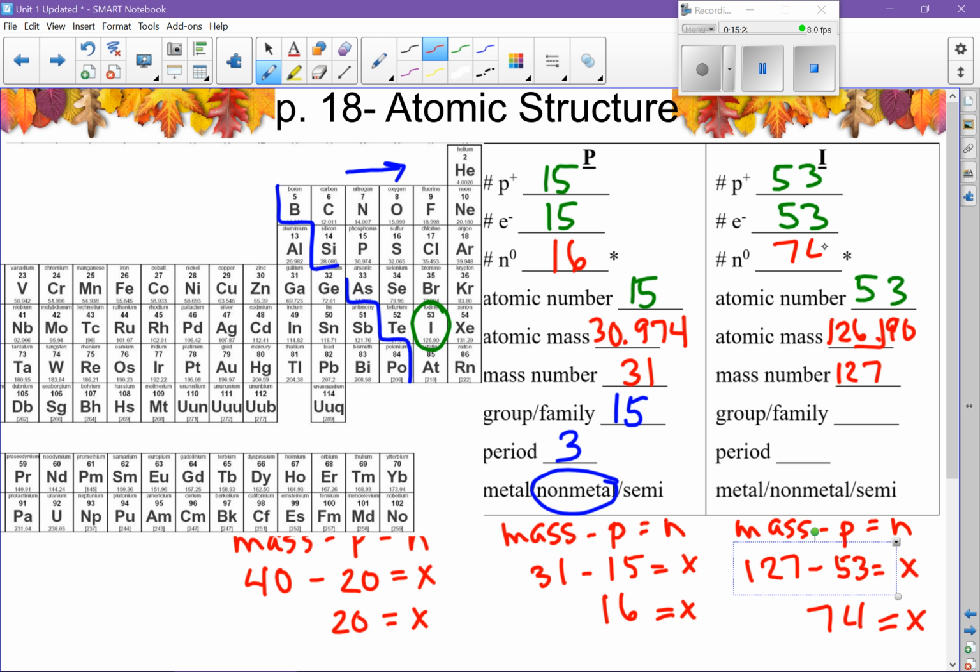That's my neutron number. Lastly, I want to figure out where on the periodic table it is. The group, the family, remember, is the column, up and down. If I count over, that's number 17. Period is what row it's in, so 1, 2, 3, 4, 5. Period 5. It is also on the right side of the zigzag line, so it is a non-metal.